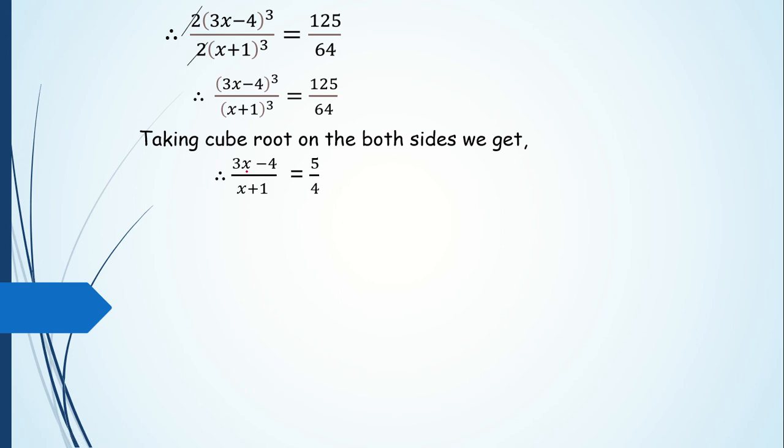So here we will be getting (3x minus 4) and (x plus 1), and this side we have taken cube root. So cube root of 125 is 5 and cube root of 64 is 4. Now just cross multiply. 4 into (3x minus 4) is equal to 5 into (x plus 1). Multiply this 4 inside. 4 3s are 12. 12x minus 4 4s are 16. 5 into (x plus 1) is 5x plus 5.